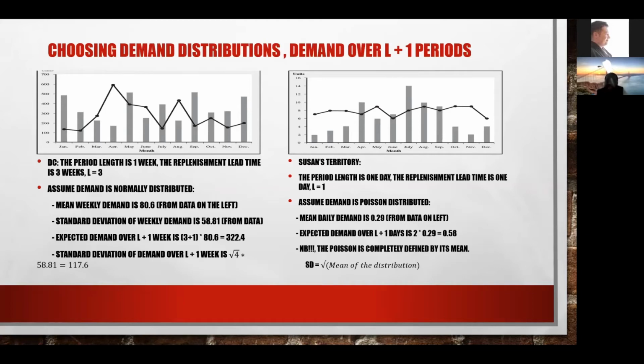Over to Suzanne's territory. Since it is Poisson distributed, the period length is 1 day. And the replenishment lead time is 1 day, thus L is 1. So our mean daily demand is 0.29 from data on the left. And the expected demand over L plus 1 days is 1 plus 1, which is 2, times 0.29, which gives us 0.58. Note the Poisson is completely defined by its mean, and the standard deviation is the square root of the mean of the distribution.